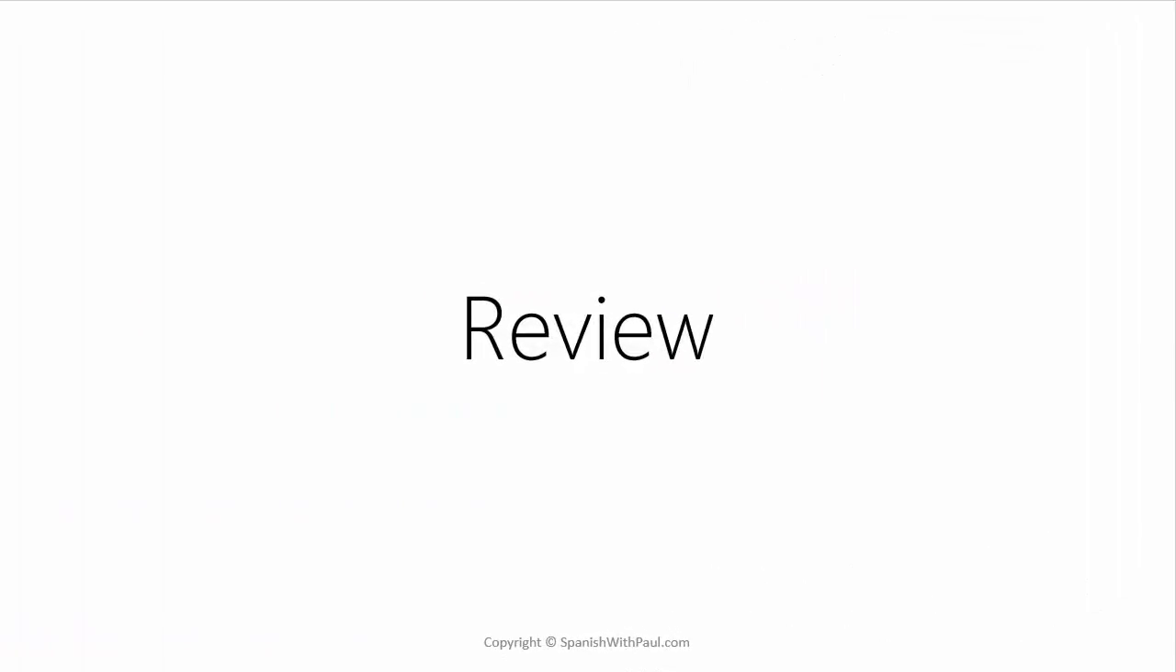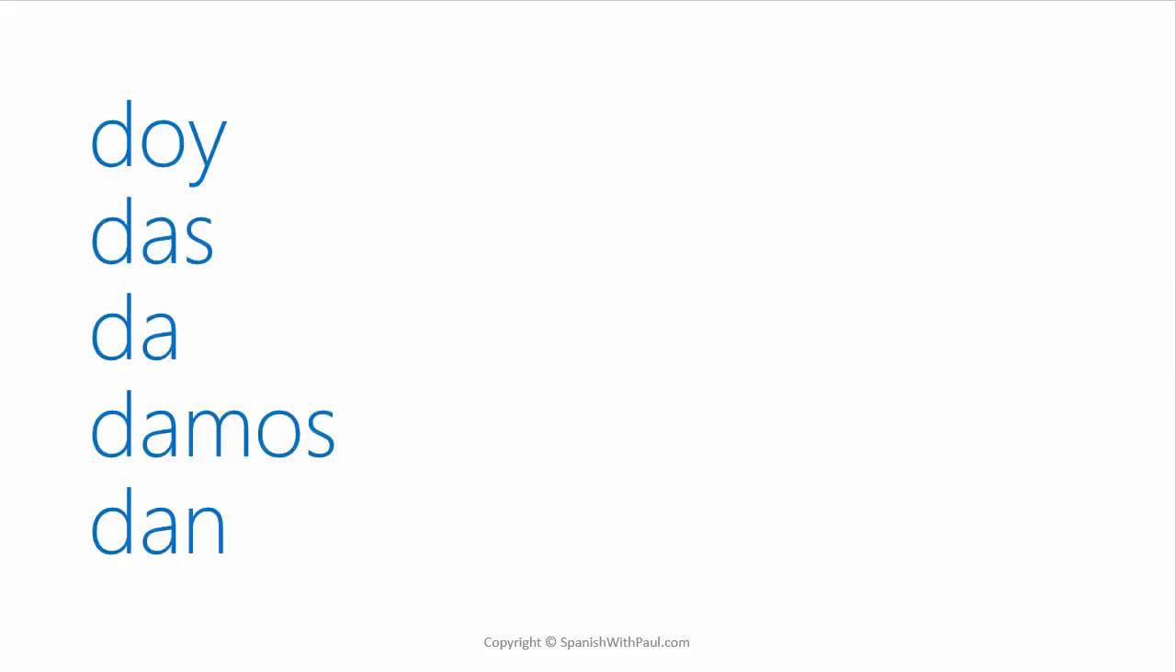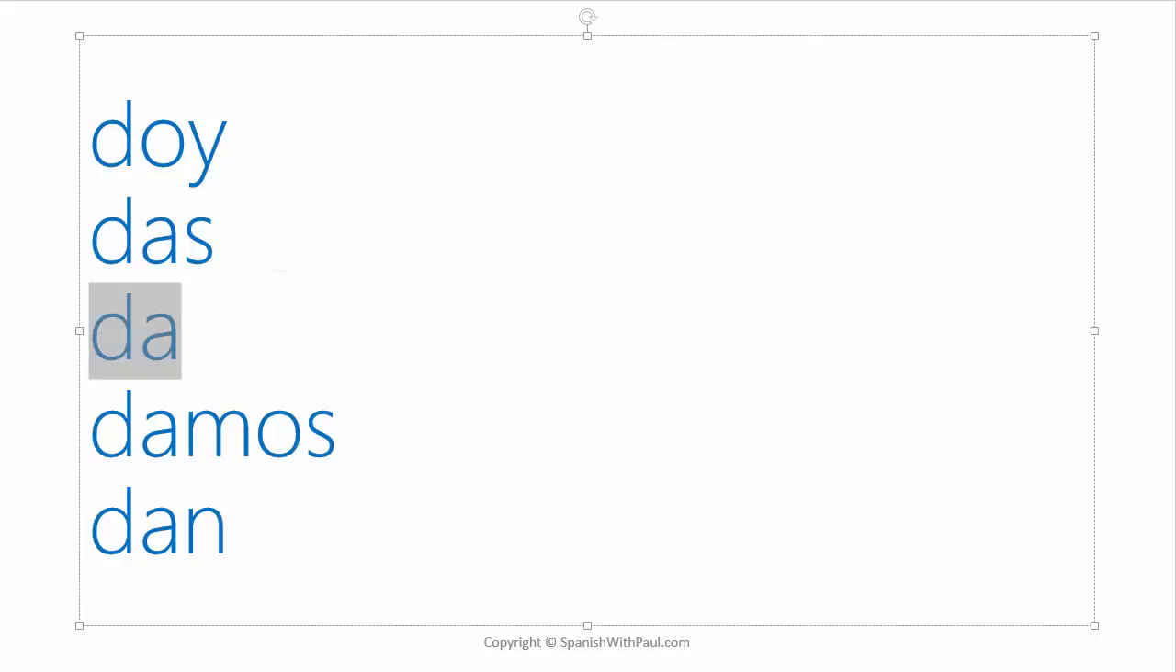Let's quickly review this present tense now. So we have doy for I give, and da for he, she, or it gives. Then to that we would add an s for you, and we get das for you give, or an n for they, dan, they give. And here we have damos with the mos sound for we. So even though it's irregular, there's still some common ground that we can cling on to. So we have doy, das, da, damos, and dan.